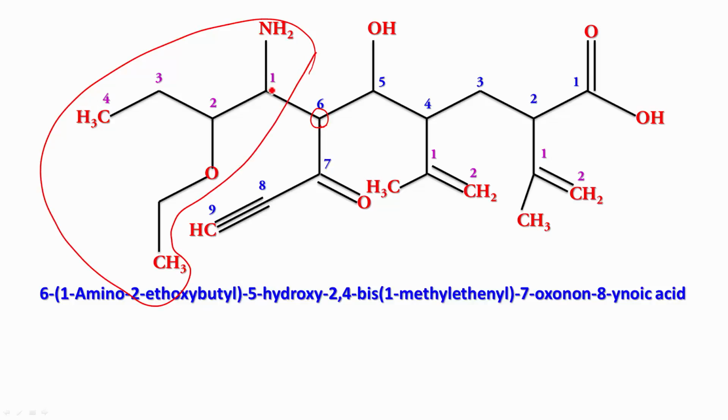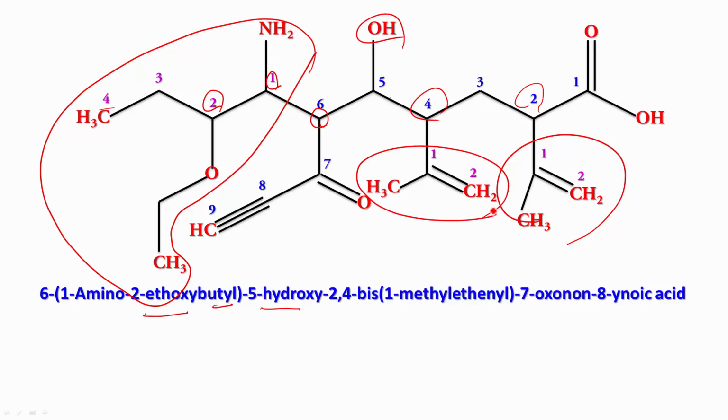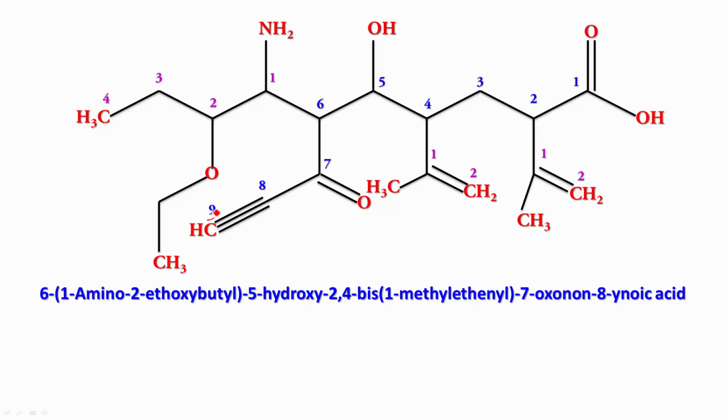And what do you call this? 1-amino-2-ethoxybutyl. On 5, you have hydroxy in the parent chain. 2,4-bis(1-methylethynyl), 7-oxo, non-8-ynoic acid.